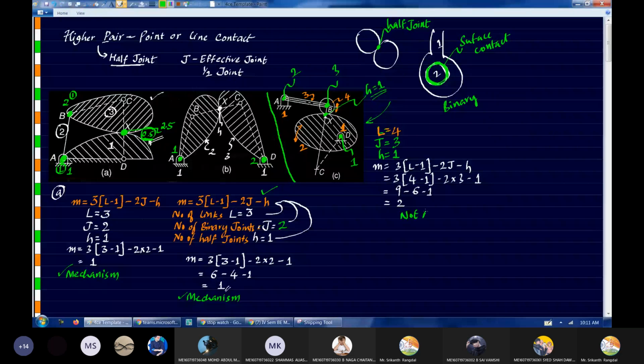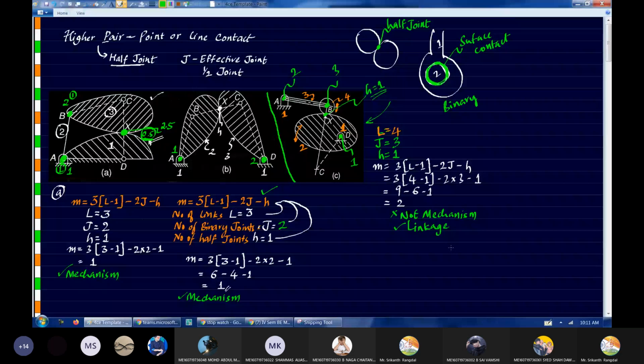So not a mechanism. But is it a linkage? Can we call it a linkage? Yes, sir. So we can call it a linkage, right? Is it a kinematic chain?